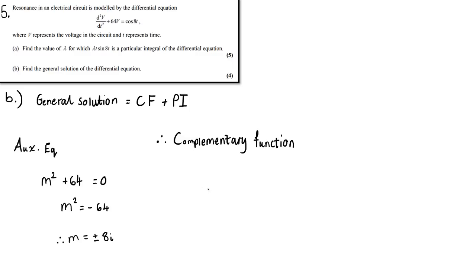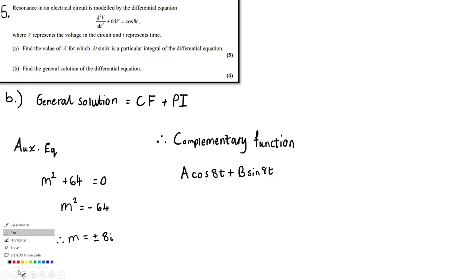So our complementary function, as we've just said, is going to be a cos 8t plus b sine 8t. Remember, if that was 5, for example, it would be a cos 5t plus b sine 5t. That just tells you what this value here is. And like we just said, we can now easily work out the general solution by using the fact that this is going to be the complementary function plus the particular integral.